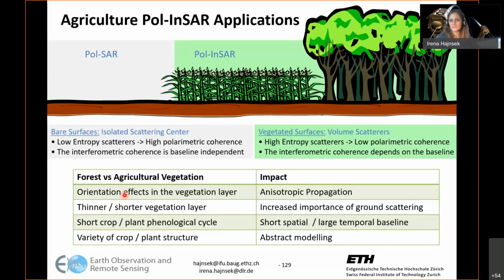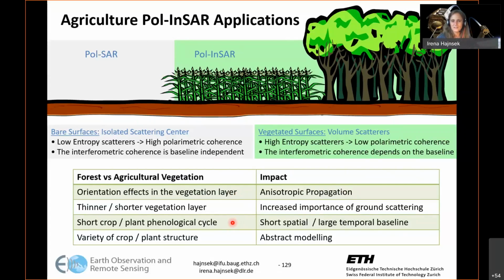What is also different is the orientation. Do you remember the orientation is very important for us? Agriculture, because we have this field structure, is most of the time much more strongly oriented than, for example, a forest. We also have thinner and shorter vegetation. The plant phenology, the cycle, is much shorter than for forest. I'm not sure if somebody knows, a middle-aged young tree grows, depending on the type of tree, as an average value about one meter per year, whereas here the crop grows around 2.3 meters within 3 months.